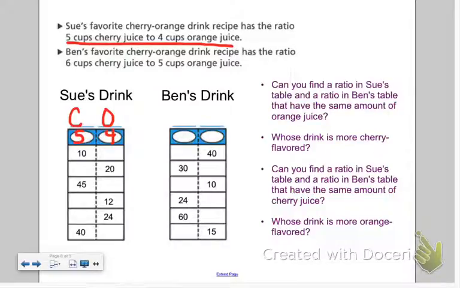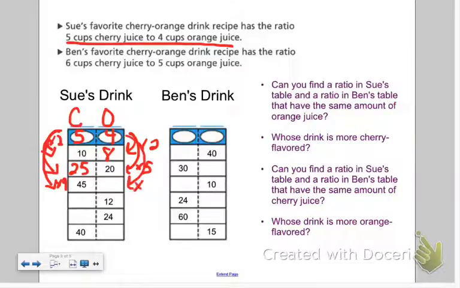Hopefully this is coming back to you. Now that we have ratio tables, we can use our basic ratio to fill in the rest of the ratio table. Like right here, 5 times 2 gives you 10. So I'm going to do 4 times 2 and I'm going to get 8. 5 to 4 is the same as 10 to 8. How about 4 times 5 gives me 20. So I'm going to have to do 5 times 5 and get 25. Or at this one, 5 times 9 gives me 45. So I'm going to have to times by 9 here. 4 times 9 is 36.